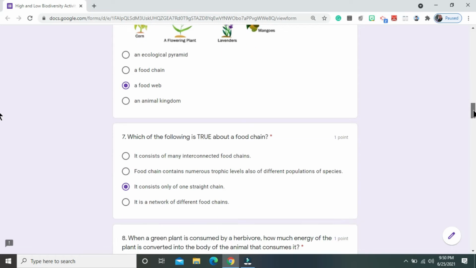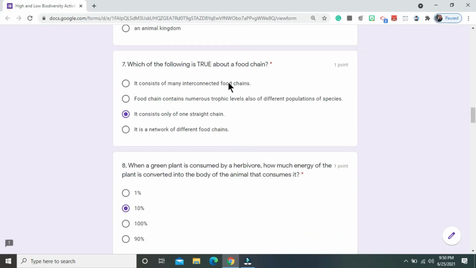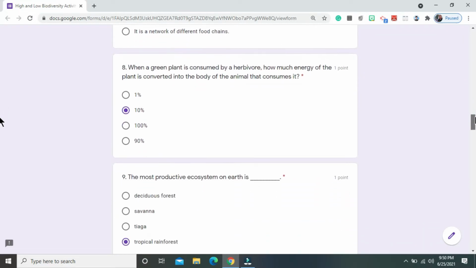Question number 7. Which of the following is true about a food chain? The correct answer is it consists only of one straight chain. Question number 8. When a green plant is consumed by a herbivore, how much energy of the plant is converted into the body of the animal that consumes it? The correct answer is 10%.